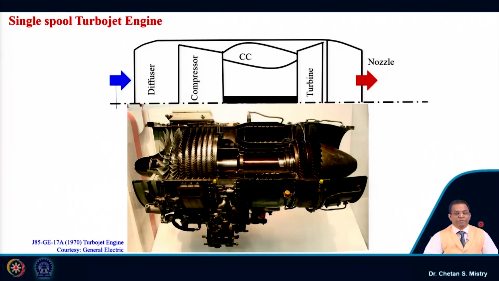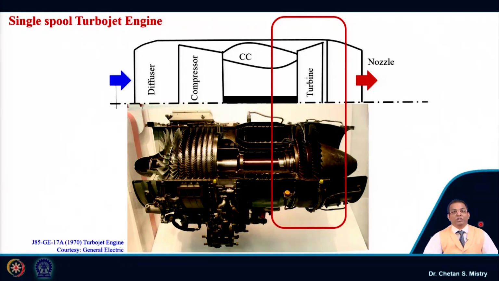Here, this is representing a single spool turbojet engine, and for that turbojet engine we have discussed the diffuser, the compressor, and the combustion chamber. Let us focus today on a very important device, that is what is called the turbine.